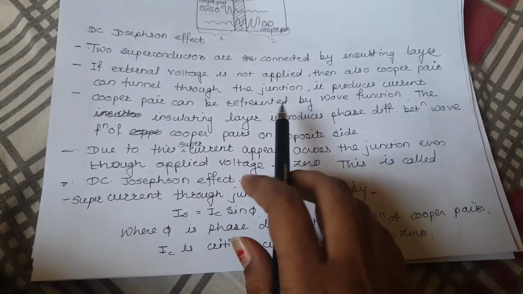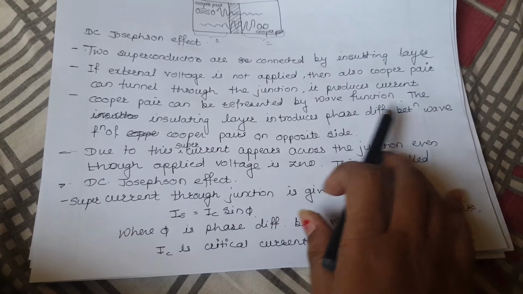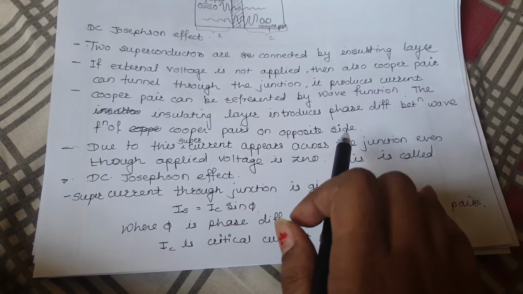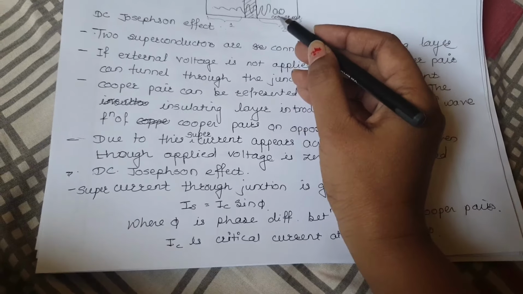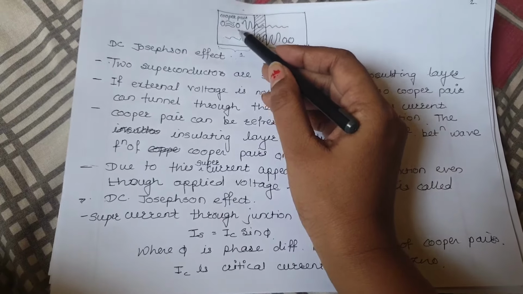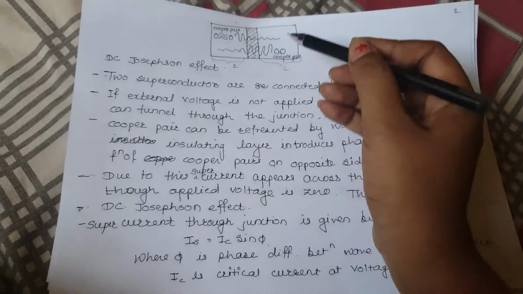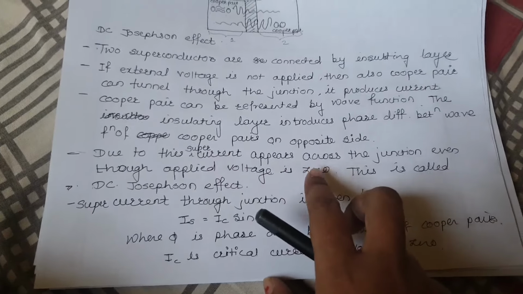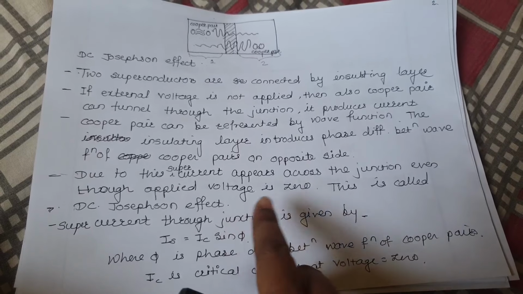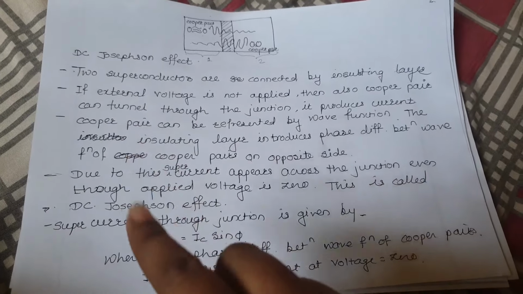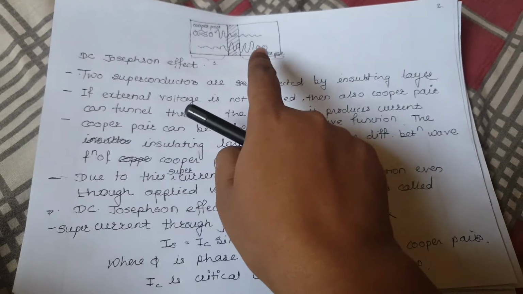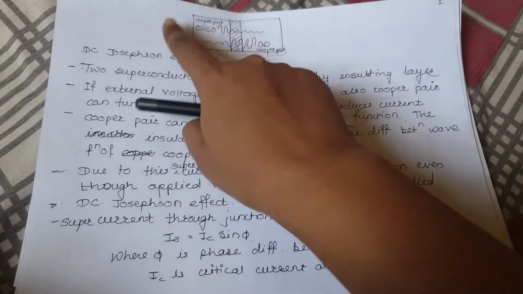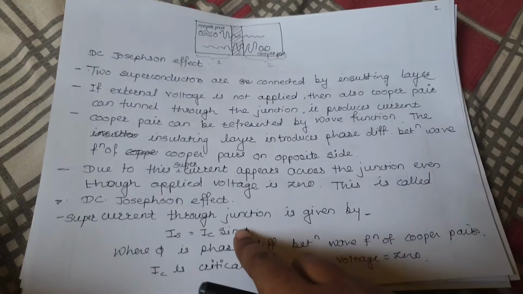The Cooper pair can be represented by a wave function. The insulating layer introduces a phase difference between the wave functions of the Cooper pairs on opposite sides, between this Cooper pair and this Cooper pair. Due to this, supercurrent appears across the junction even though the applied voltage is 0. Because of the phase difference between the wave function of the first Cooper pair and the second Cooper pair, supercurrent appears across this junction when external voltage is not applied. So this is the Josephson effect.